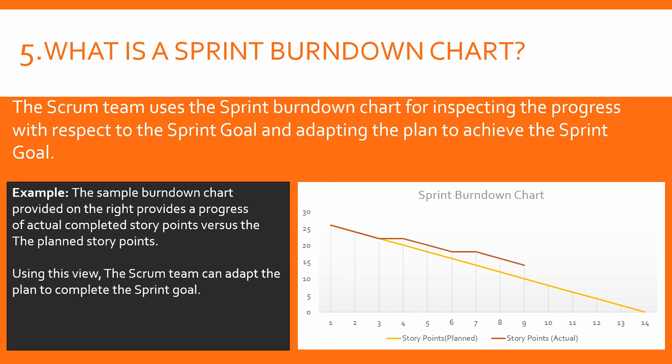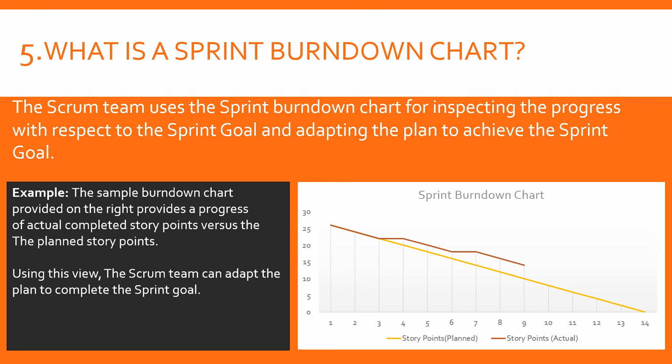So again, this is one of the artifacts used in the process to track how the progress is with respect to the sprint goal, and then adapt to achieve the goal which was planned at the beginning of the sprint. If we look at the example chart given here, it's a 2-week sprint. Let's say it's tracking 14 days. The yellow line tracks the story points which need to be completed on a daily basis to achieve the sprint goal.